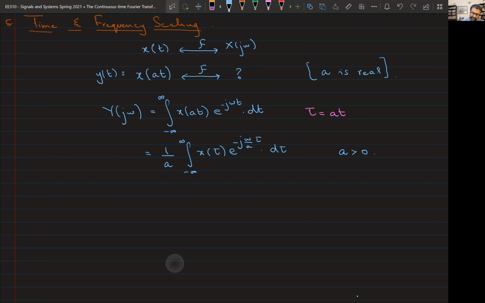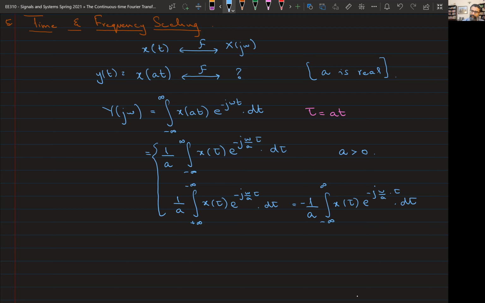And for the case when a is negative, what about that case here? When a is negative, what I get here is 1 upon a, with plus infinity at the bottom and minus infinity at the top. Other than that, everything remains the same, and this is minus j omega by a tau times d tau. If I pull the minus sign out, the limits change to minus infinity to plus infinity, then this is x of tau e raised to power minus j omega by a tau d tau.